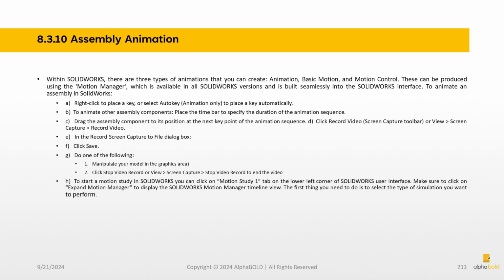To start a motion study in SOLIDWORKS, you can click on the Motion Study 1 tab on the lower left corner of the SOLIDWORKS user interface. Make sure to click on Expand Motion Manager to display the SOLIDWORKS Motion Manager timeline view. The first thing you need to do is to select the type of simulation you want to perform.